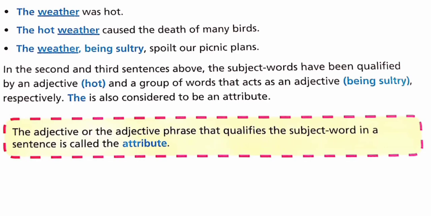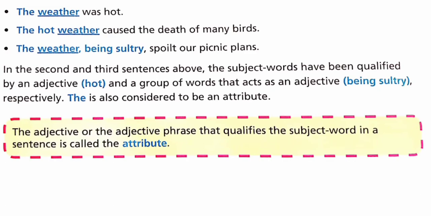The weather was hot. The hot weather caused the death of many birds. The weather being sultry spoiled our picnic plans. In the second and third sentences above, the subject words have been qualified by an adjective, hot, and a group of words that acts as an adjective, being sultry, respectively. This is also considered to be an attribute.